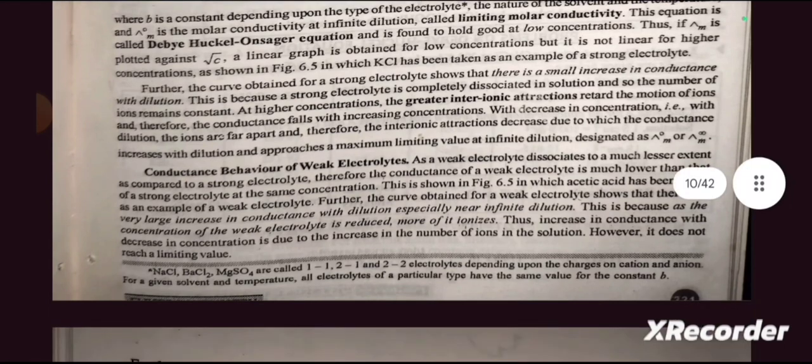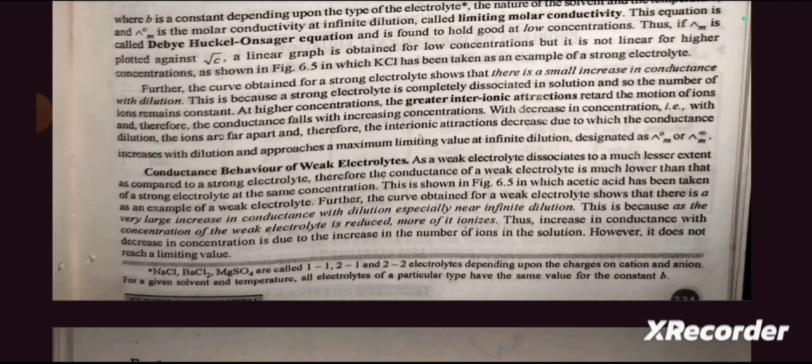Further, the curve obtained for a strong electrolyte shows that there is a small increase in conductance with dilution. This is because the strong electrolyte is completely dissociated in solution, and so the number of ions remains constant.